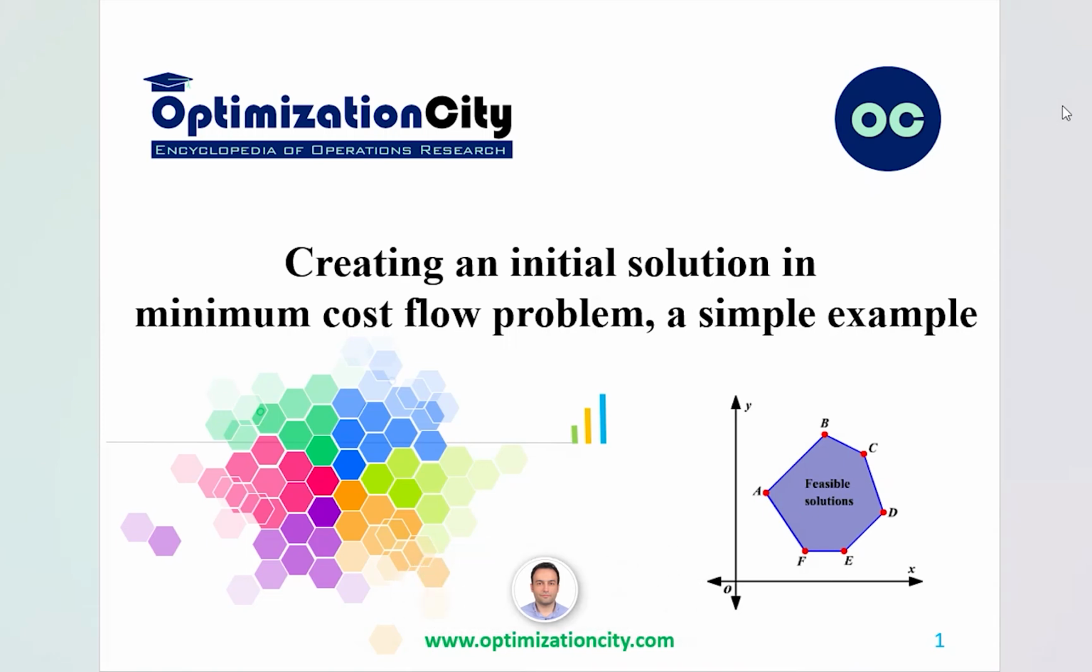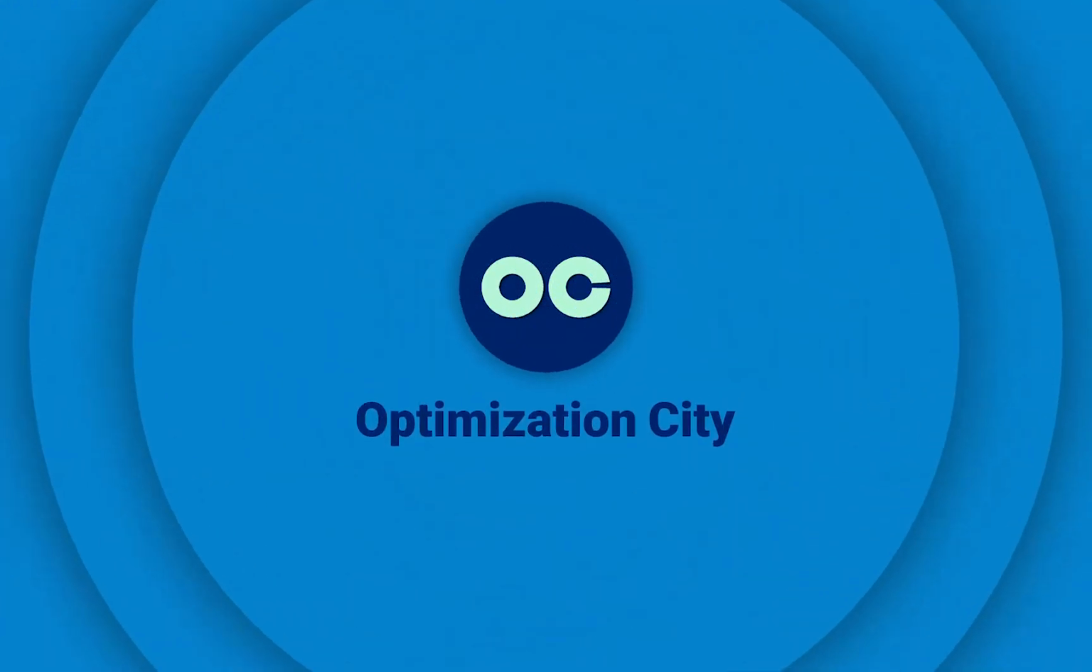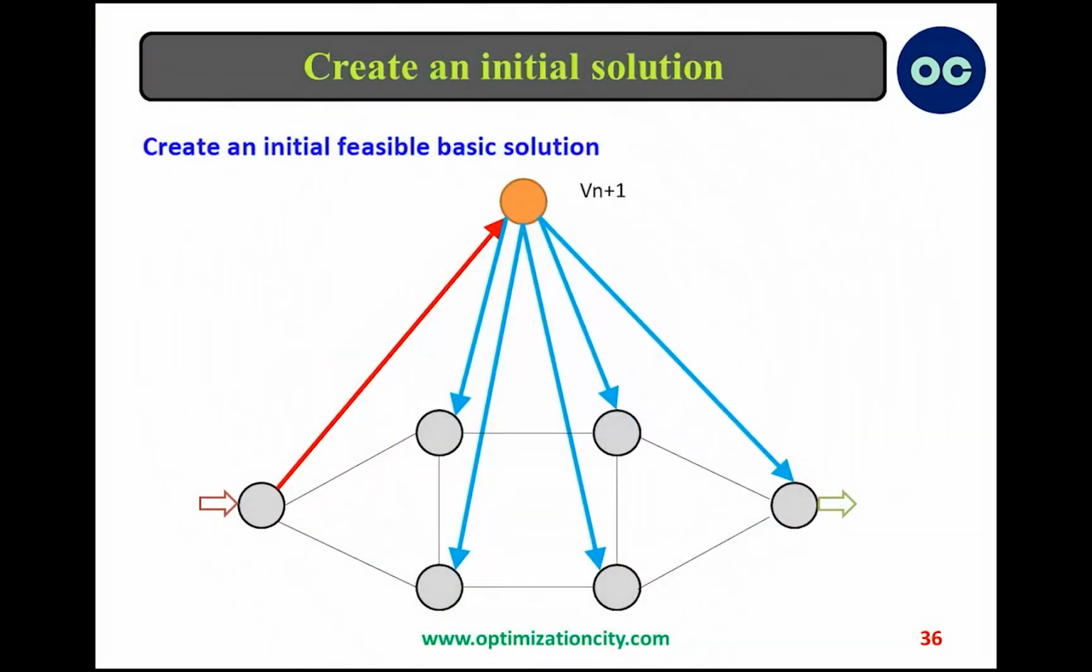In this film, we focus on creating an initial solution in the minimum cost flow problem with a simple example. Let's move on. To create an initial feasible basic solution, we can use a method when it's challenging to find such a solution, especially for a large network.